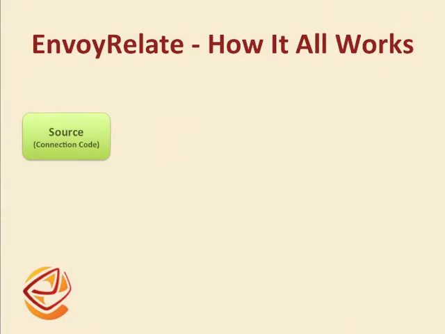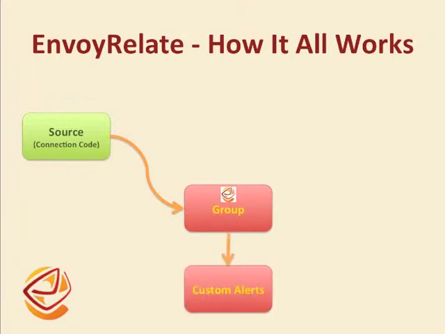Very simply, EnvoyRelate receives information about donations from a source. This source could be your donation website, a payment gateway, maybe PayPal. Within EnvoyRelate, we set up what we call a group to receive and group these donations together. Enabling proactive management of your supporters is at the heart of EnvoyRelate, and custom alerts are key to achieving this. Custom alerts inform the right people in your organization when they need to respond to a donation by one of your supporters. And finally, EnvoyRelate can automatically update your existing email marketing systems with details of your supporters' donations.